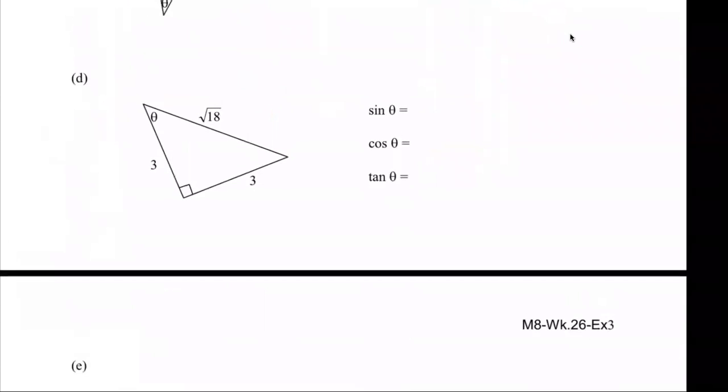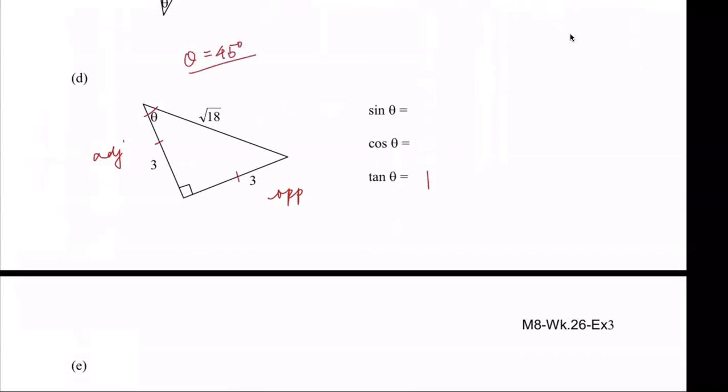Part D, this is angle theta. This is the opposite side, and this is the adjacent side. If you are familiar with right triangles, when you see these two sides are the same, then we know theta must be 45 degrees. This is just a fun fact. So it must be 45 degrees, so the tangent theta must be 1.